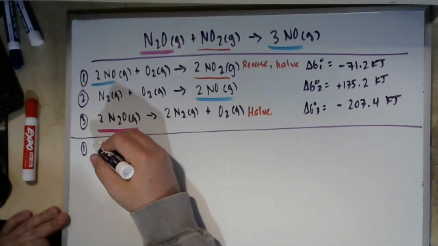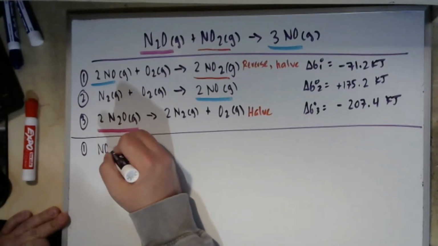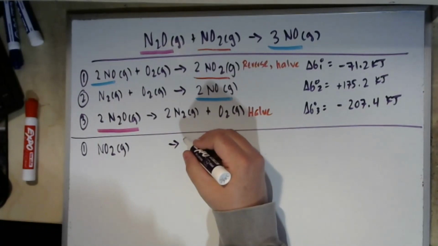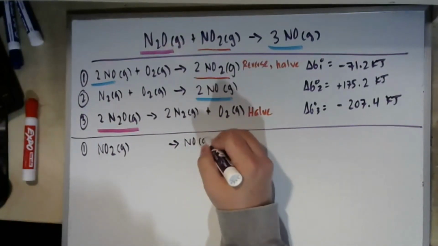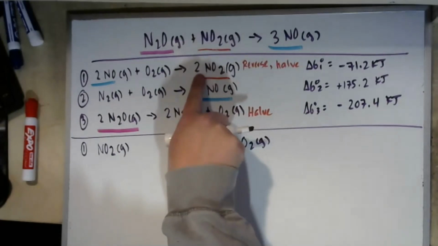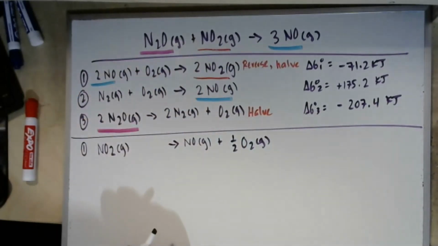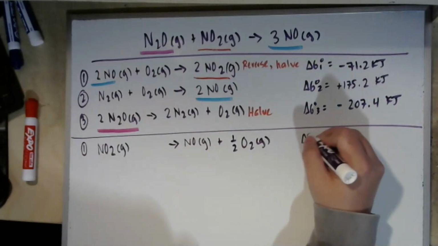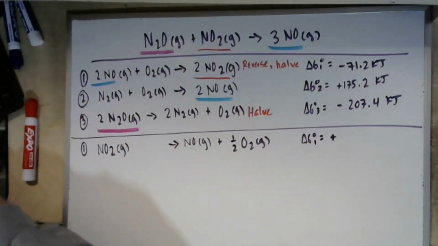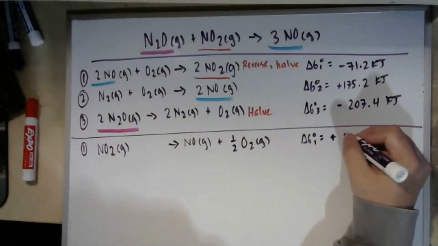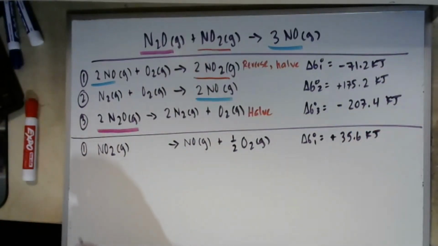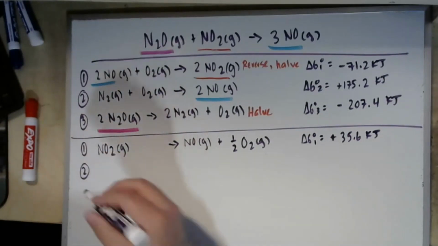So we're going to reverse this one and divide it by 2. So that's going to leave us with NO2 as a reactant, and 1 NO and 1/2 of an O2, right? Because I'm dividing all of these coefficients by 2. Okay, and my delta G is going to become positive, and it's going to become 35.6. That second reaction, I'm going to leave it alone.